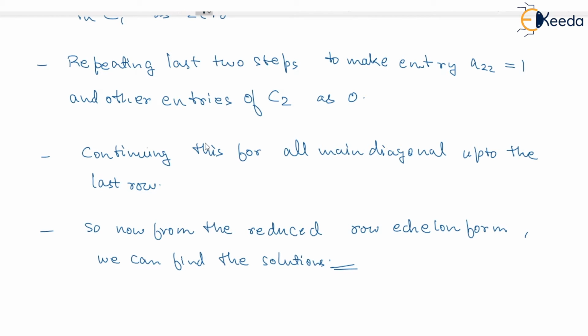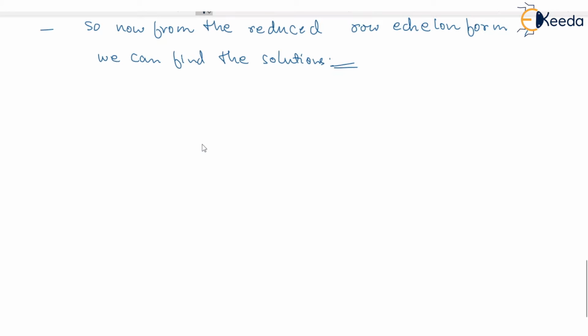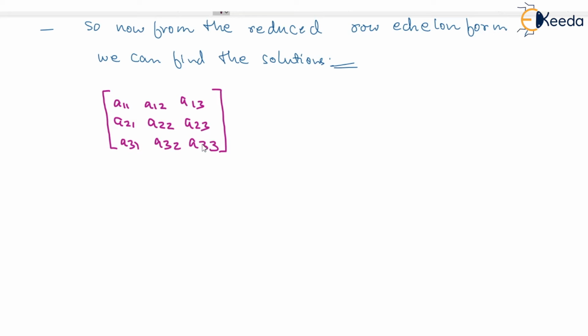Right? Trying to understand what we are going to do. Let's say we have an equation of this form: A11, A12, A13, A21, A22, A23, A31, A32, A33. So this is our coefficient matrix A. The unknown matrix, let's say it is X, Y, Z, and the constant matrix, let's say B, is, let's say, A, B, and C. Fine.